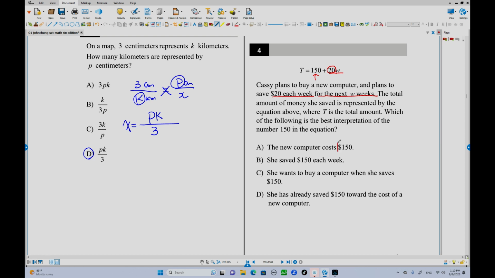You compare the cost of $150? No, this is a one, not 150. More than. T is the computer price. She saved 150 each week? No, she saved 20 each week. This is wrong. She wants to buy a computer when she saves 150? No, this is not enough. You need more for this one. So she already has $150, that is the initial value. The best answer is D.